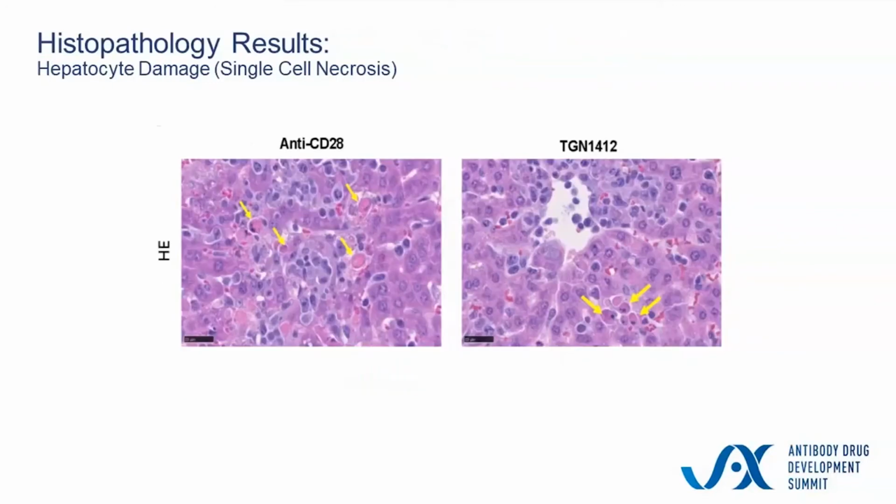Here we are looking at single cell necrosis. This is H&E staining, and the yellow arrows are pointing to single cell necrosis, hepatocytes essentially dying. As you can see, with either anti-CD28 or TGN1412, these hepatocytes are dying. You are getting liver toxicity, and it should also tell you that you get elevated liver enzymes in peripheral blood as well.